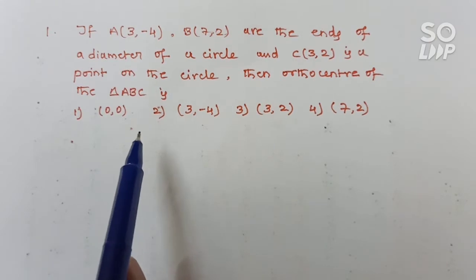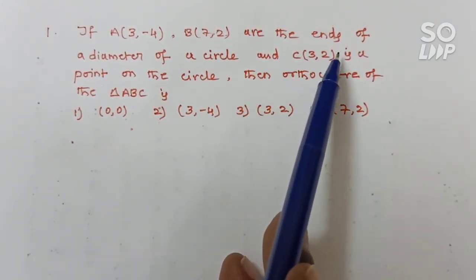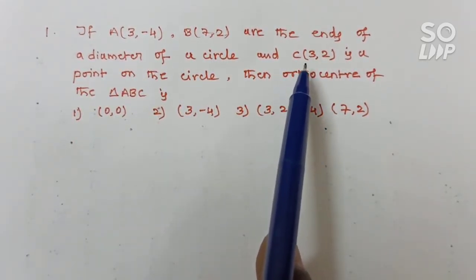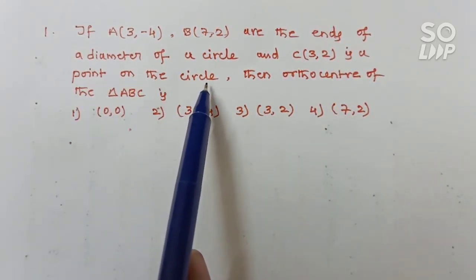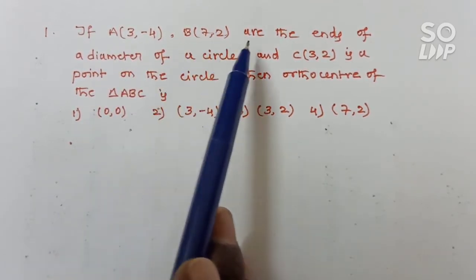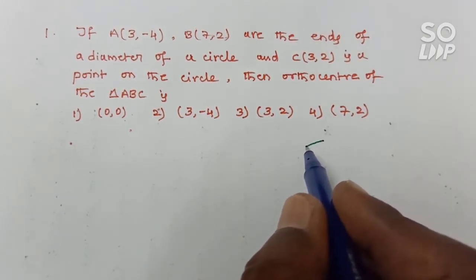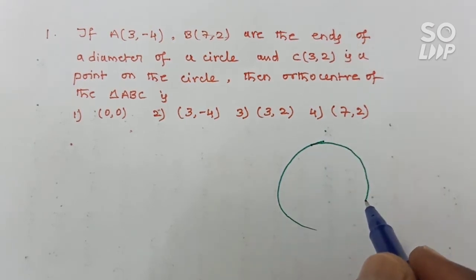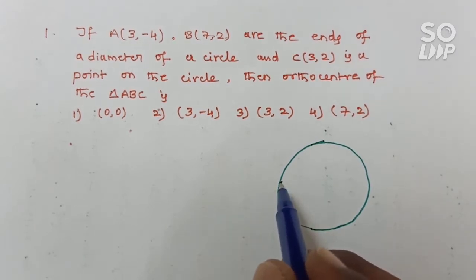If A is equal to (3, -4), B is equal to (7, 2) are ends of a diameter of a circle and C is equal to (3, 2) is a point on the circle. First of all, you understand A and B are the ends of a diameter of a circle. Now you draw the circle. So here this one is the circle, right? So you take that diameter.